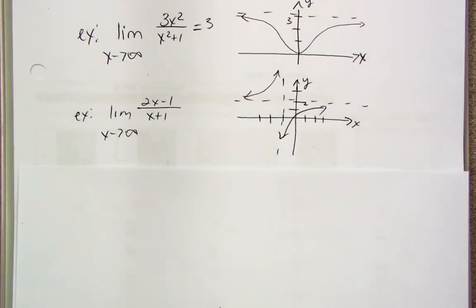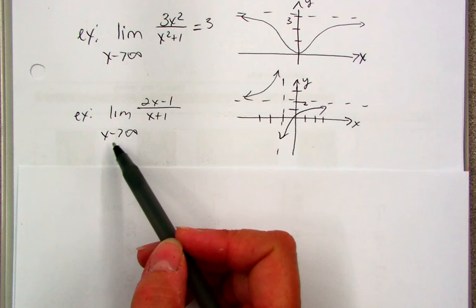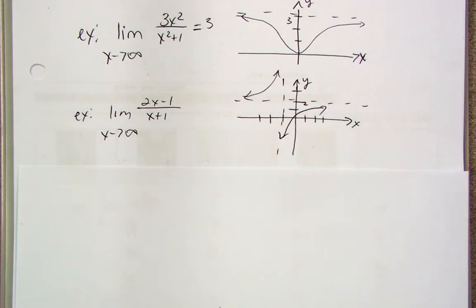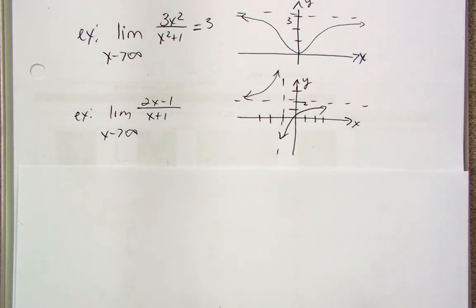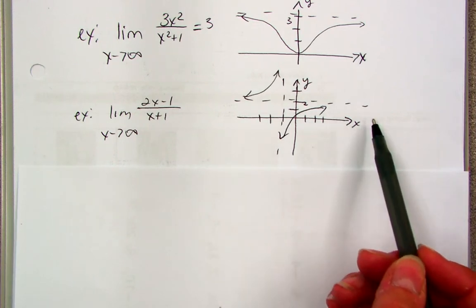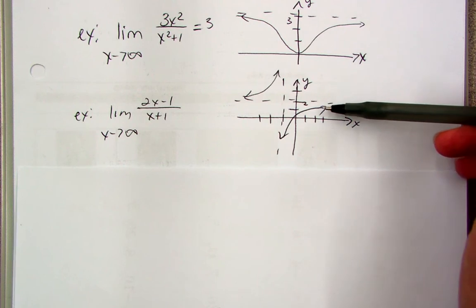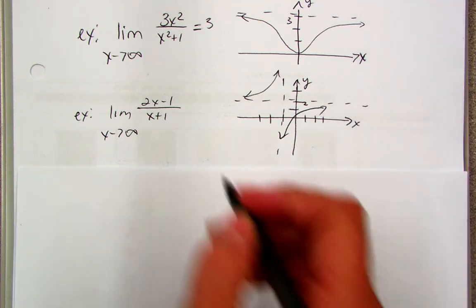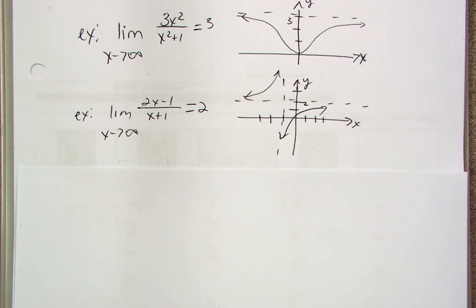So here's another example. The limit of 2x minus 1 over x plus 1 as x approaches also positive infinity. By sketching out the graph, as my x's that I'm choosing are getting closer and closer to positive infinity, my y's are getting closer and closer to that asymptote of 2. That's what the y is getting closer to.